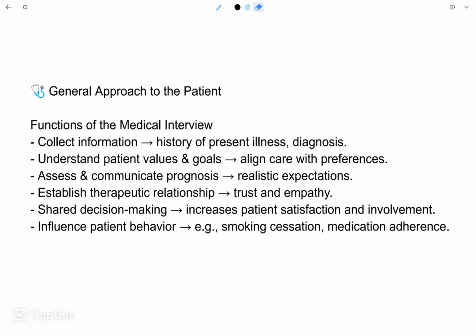We are starting the first chapter, disease prevention and health promotion. It is chapter 1 from Current Medical Diagnosis and Treatment. Now we will discuss the general approach to the patient.